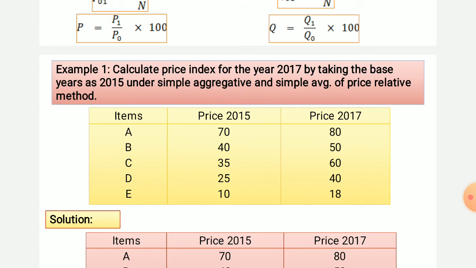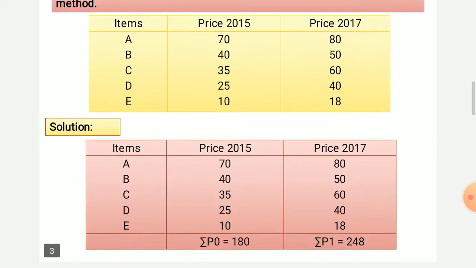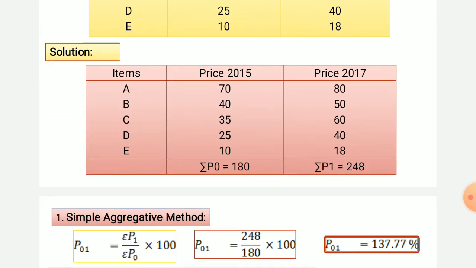So in the first column, different items are taken here, and base year price in the second column, and in the third column the current year price. Base year price and current year price are given.